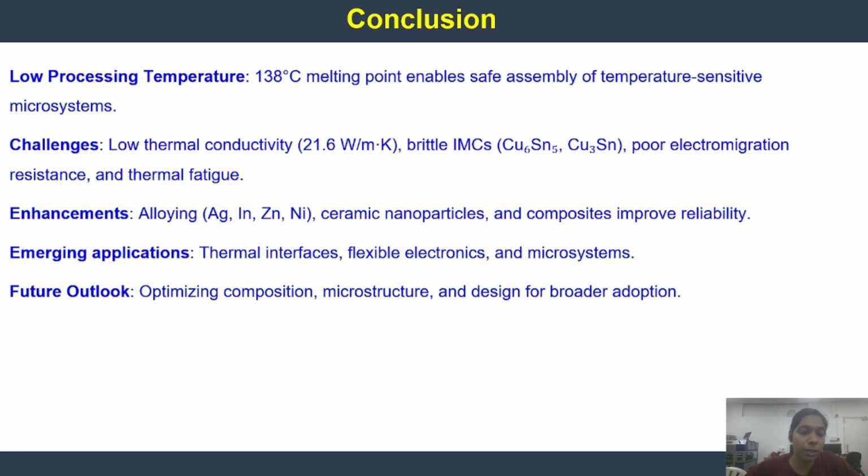As emerging applications, thermal interface materials for power electronics, flexible electronics, and thermally sensitive microsystems represent growing opportunities for tin bismuth solder implementations. We also have some future outlooks for tin bismuth solders. A combined approach leveraging compositional optimization, microstructural engineering, and system-level design will be critical for expanding tin bismuth solder adoption in advanced microsystem packaging. That's it. Thank you.